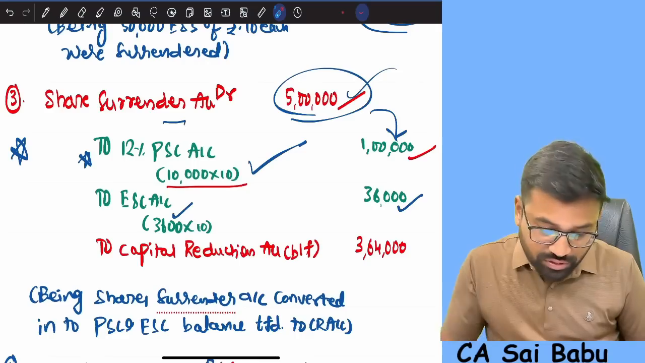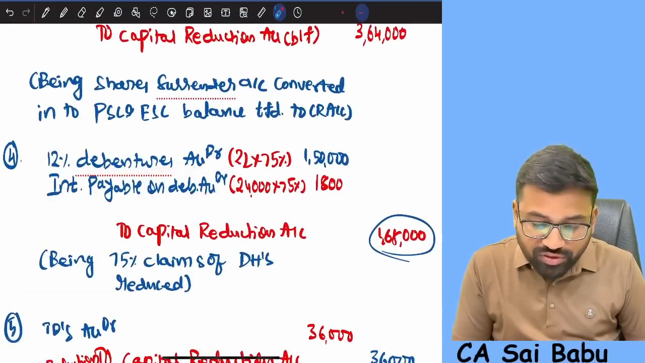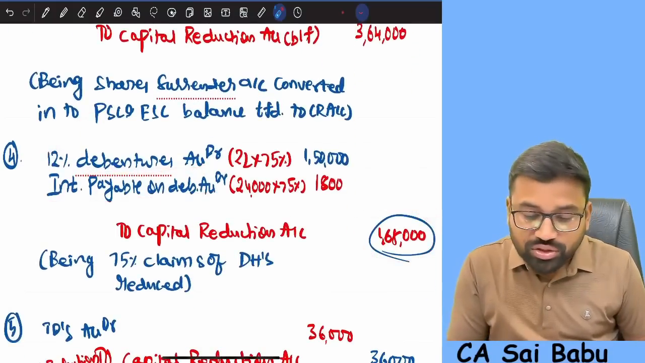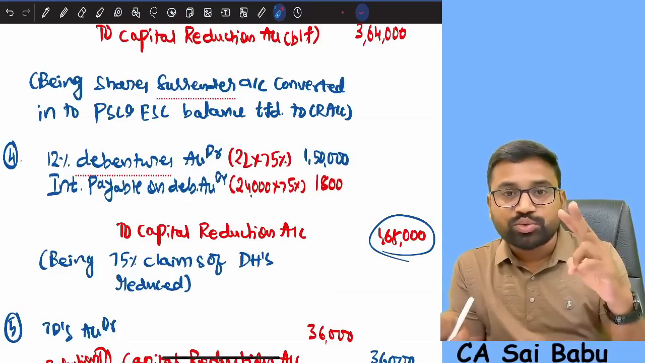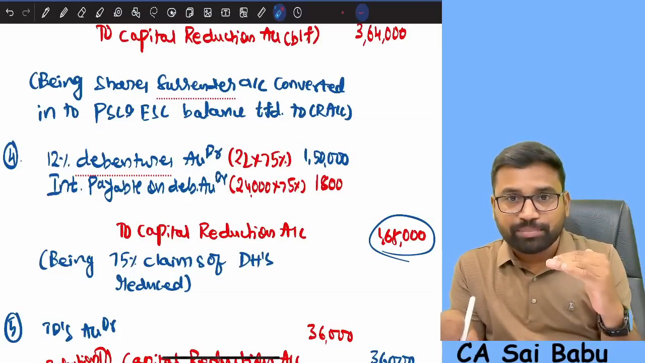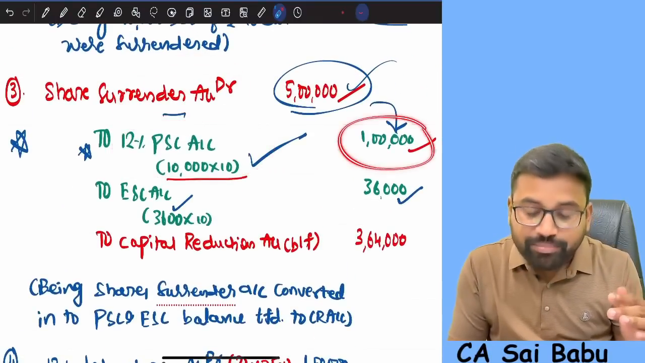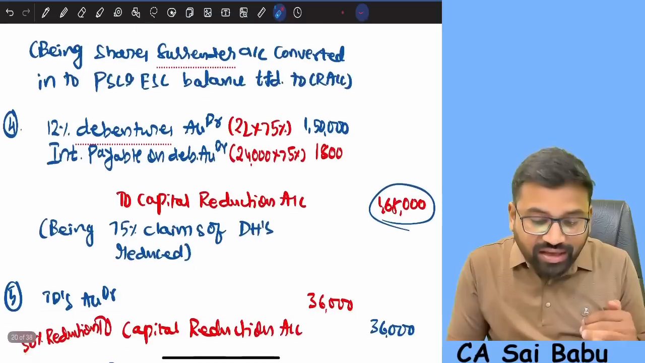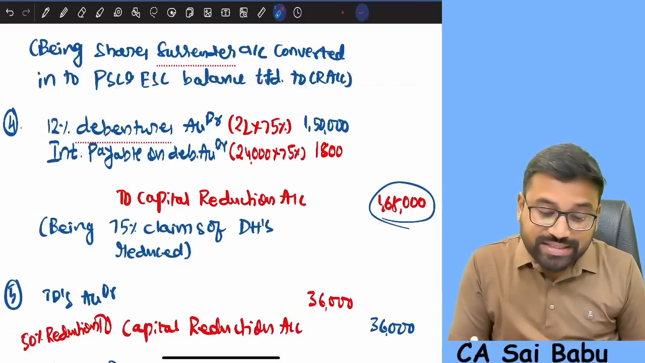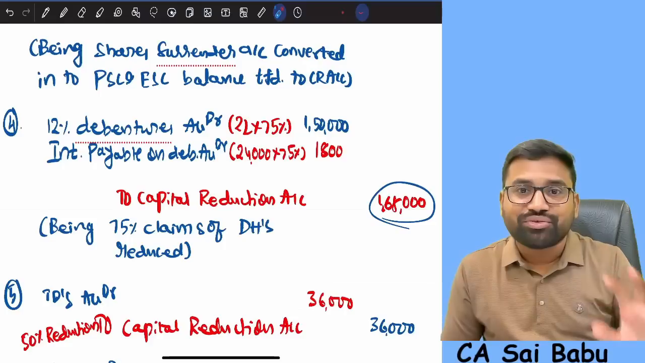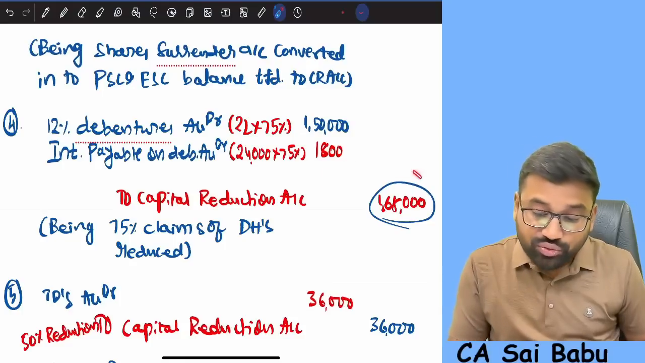So therefore, 75% of the 12% debentures and interest, both will be transferred to capital reduction account. I told you, surrendered shares are utilized to settle the liabilities, 2 entries. First, share surrender to share capital. Here, out of the share surrendered, we have transferred to preference share capital 1 lakh. And by taking this 1 lakh, what liability is settled? Debenture holders account to capital reduction account. 75% of the claims of the debenture holders was settled, in the debentures amount as well as the interest belonging to them. So this is very important.